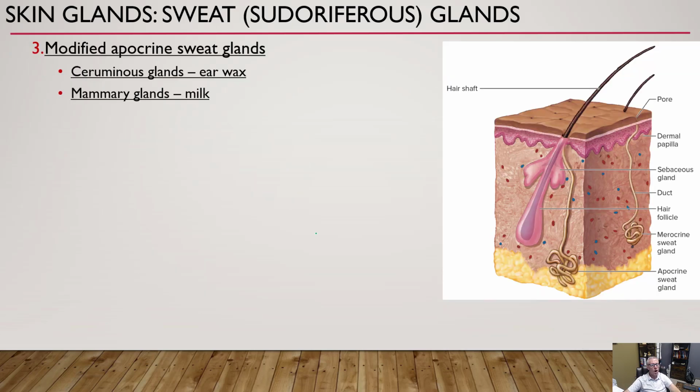All right, we also have a third type of sweat gland. We call these modified apocrine sweat glands. Ceruminous glands produce earwax, and mammary glands produce milk.